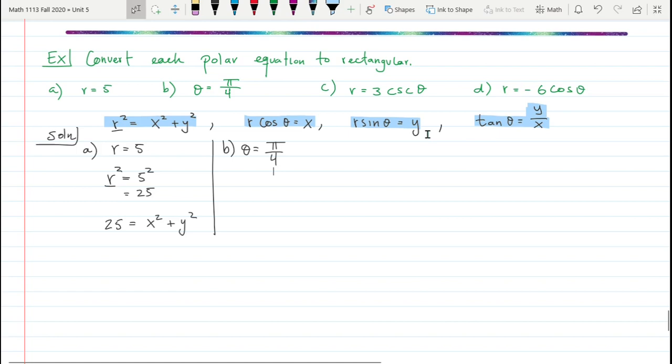Well, the problem is that you're not given the radius. So you would be missing a variable for those two, and this definition doesn't have theta, so we're left with using this. So tangent at pi over 4 equals y over x. Well, what is tangent at pi over 4? That comes out to be 1.